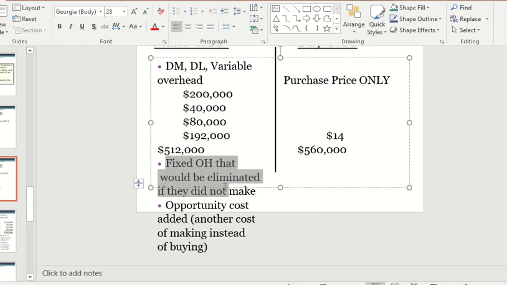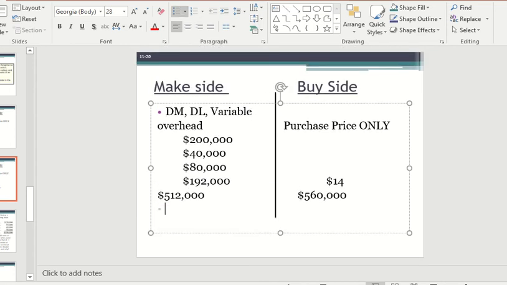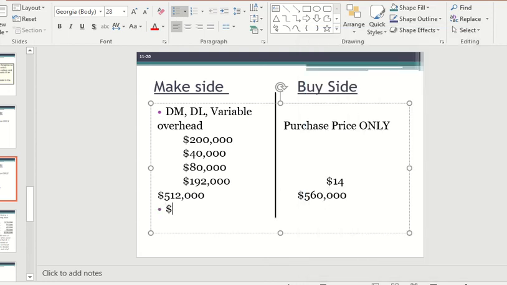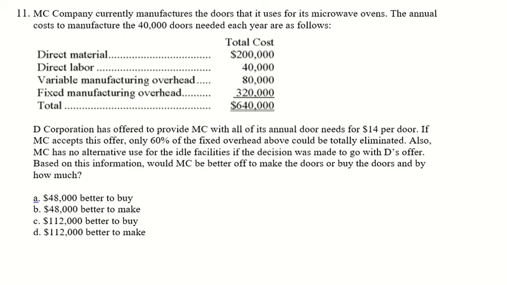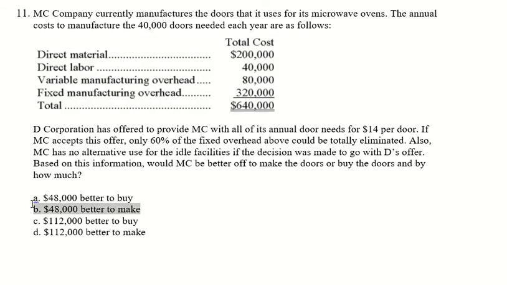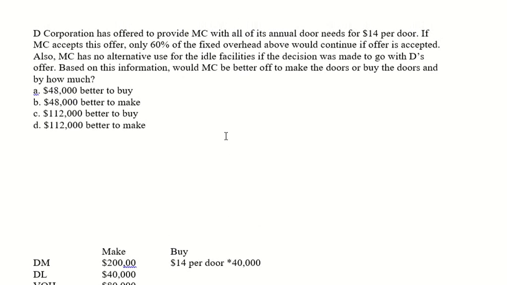And I could see by how much. 560,000 minus 512,000, I'd be saving $48,000 on the make side. It favors making. So I could look at those solutions and see it's 48,000 better to make this. Hopefully we're getting this. So this is one way that the problem could be presented, where 60% could be totally eliminated. Let's look at another.